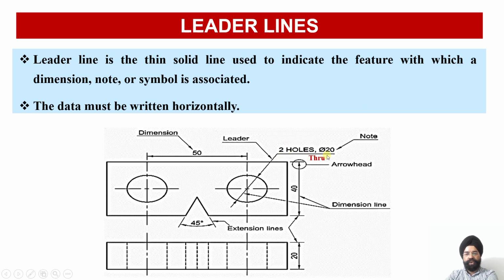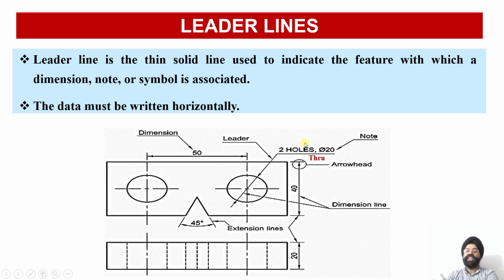So check, there is a horizontal line, there is an arrow, and once you draw this, on the top of this horizontal line you put down your notes. So my note is that two holes are to be drawn, they are to be cut, and the diameter of each hole is 20 mm. And another instruction I have given over here, that these holes should be through and through. Through and through means through the entire depth of the component. You can see in the other view the holes, they are running through the entire depth of the object.